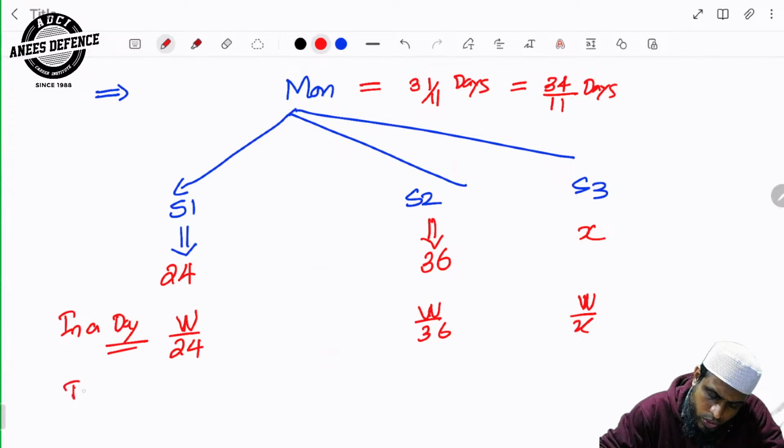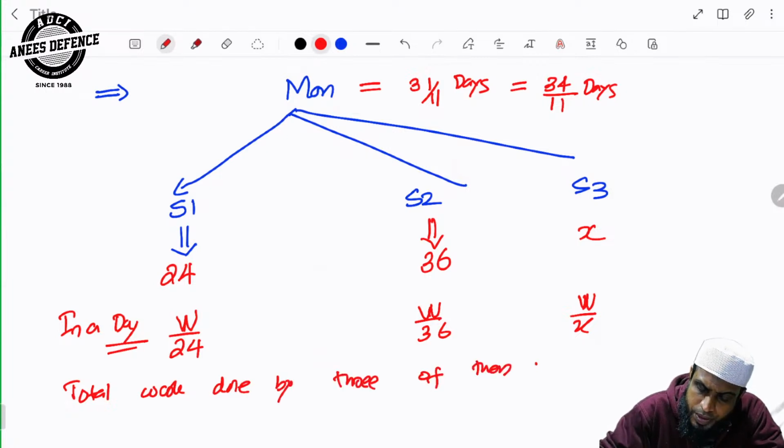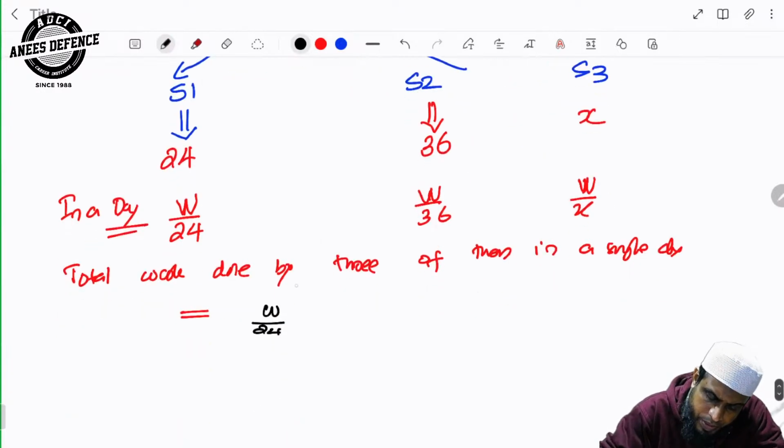So the total work done by 3 of them in a single day is equal to W by 24 plus W by 36 plus W by X.